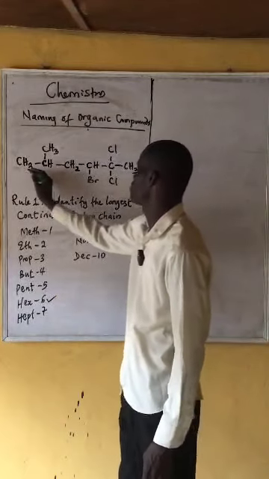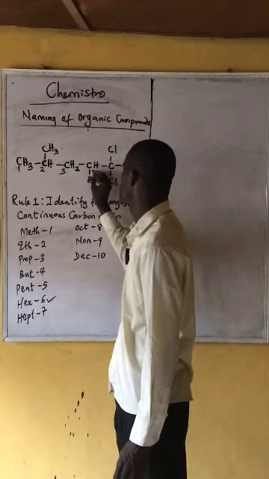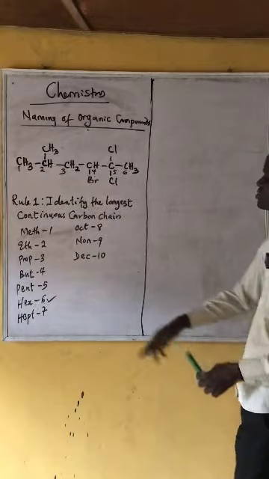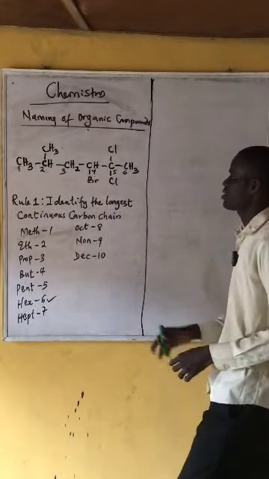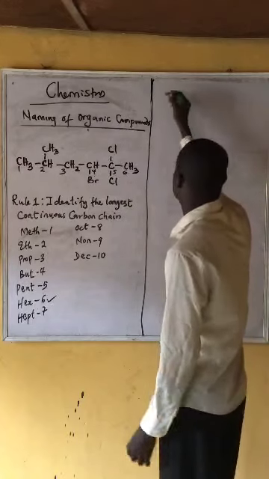6. Now let's number it from here. 1, 2, 3, 4, 5, 6. So 6 carbon, that is a hexane. So the longest chain is 6, that's a hexane. That has been settled. Let's go to rule number 2.